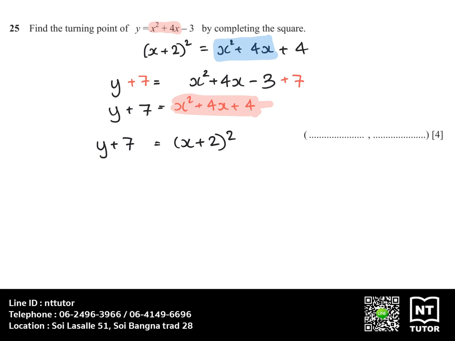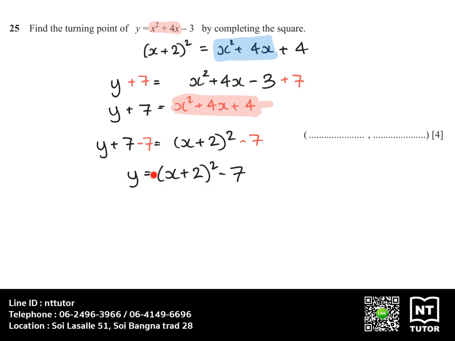We need to rearrange this so that it's y equals something. So we need to move the plus 7 on the left hand side to the right hand side. So if we minus 7 here and minus 7 here, on the left hand side, plus 7 and minus 7 equals 0. So we're left with y equals x plus 2 to the power of 2 minus 7, which is the completed square form. So now that we've rewritten the equation in this form, we want to find the minimum point of the graph. And if you notice, we have something squared minus 7.